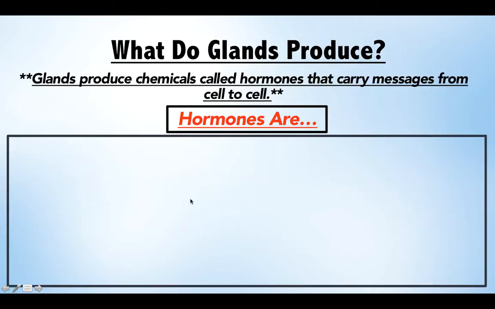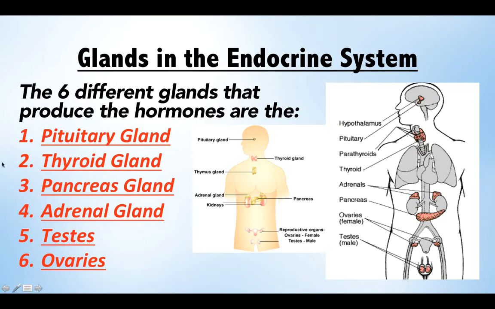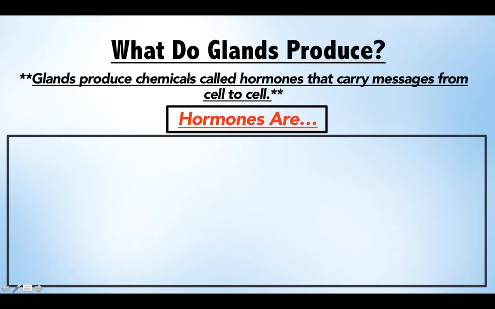So the first one we're going to talk about, before we do that, I forgot to talk about hormones. So glands produce hormones. That's their whole goal. So these six glands, their whole purpose is to produce hormones. And hormones are just a chemical. And what they do is hormones carry messages from cell to cell. So kind of like the nervous system sends electrical messages from the brain to the body and the body to the brain, hormones carry chemical messages. So these are actual chemicals. They are not electrical signals or messages like the nervous system, but they carry chemical messages from cell to cell.